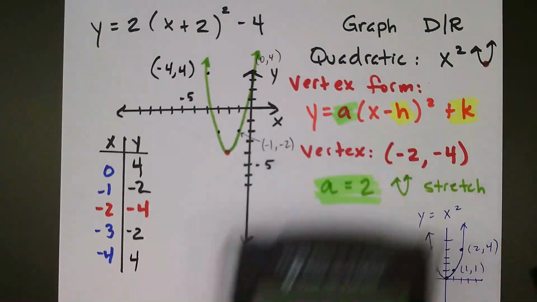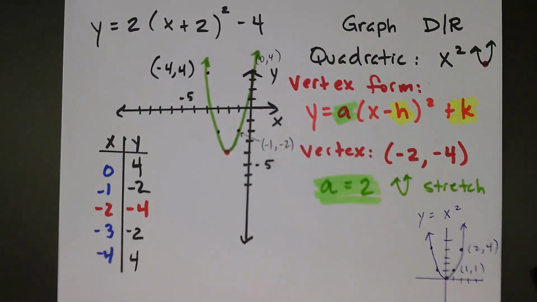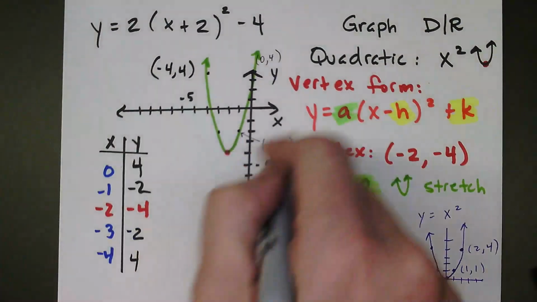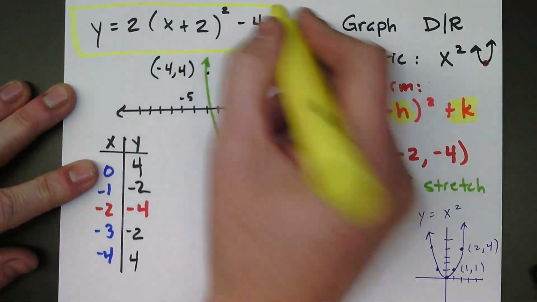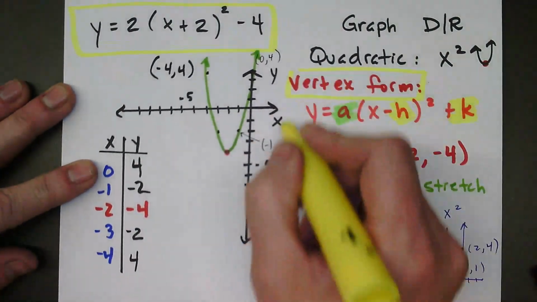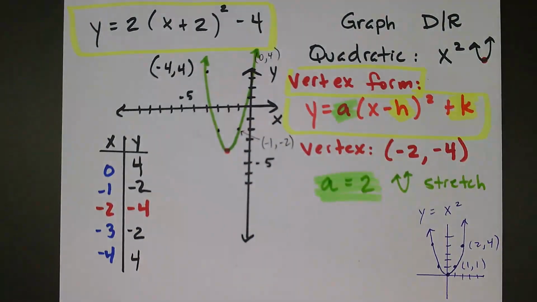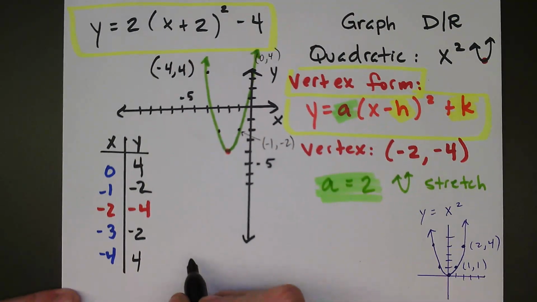So either way will work, whether or not you use the table or you just get quadratic growth. You're going to get the same graph from vertex form. So really important that we recognize that this is in vertex form. We know what vertex form looks like, and we know how to apply it. Now, it did also ask for the domain and the range, so we can put that on here.